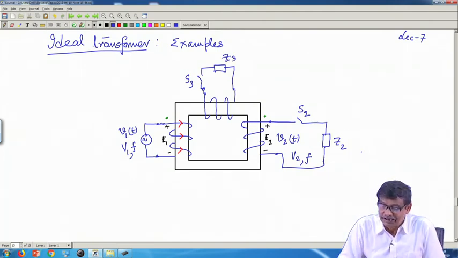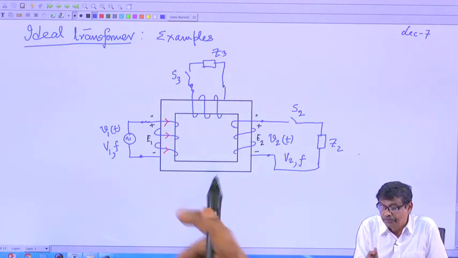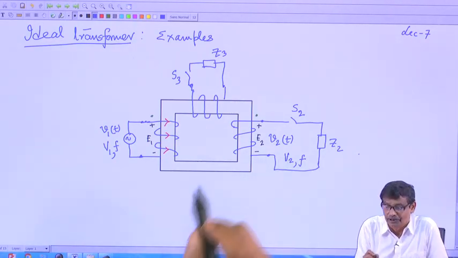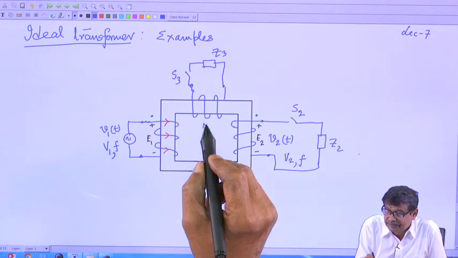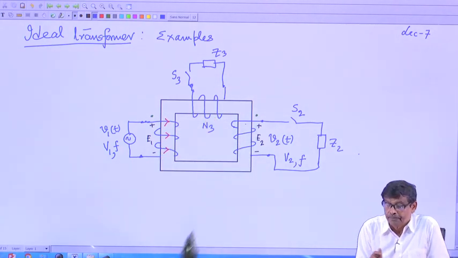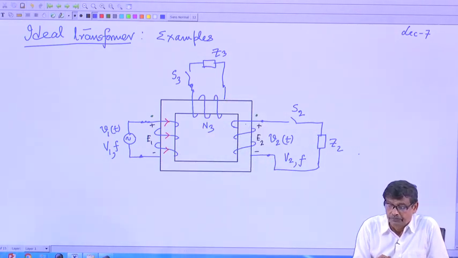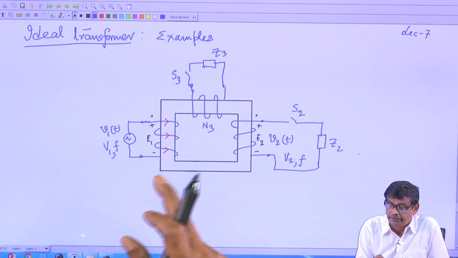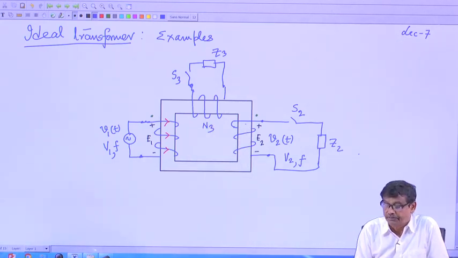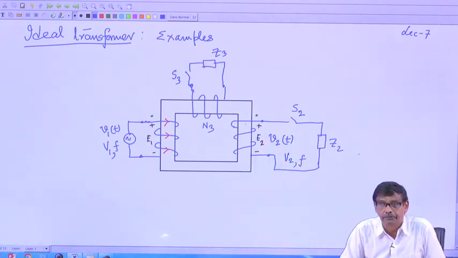I am slightly greedy, that is okay. I will energize this with a voltage V1 at frequency f, and I want to generate two levels of voltage, because the same flux will be linking this coil too. Therefore, the induced voltage here will be V1 by N1 into N3, and here the voltage will be V1 by N1 into N2.